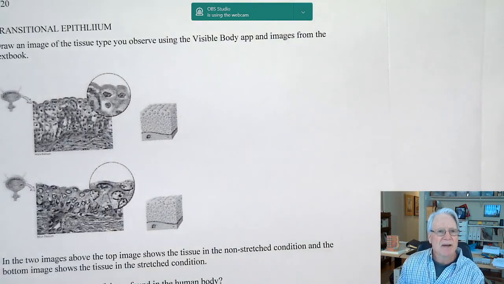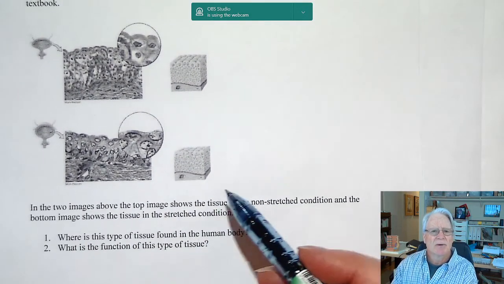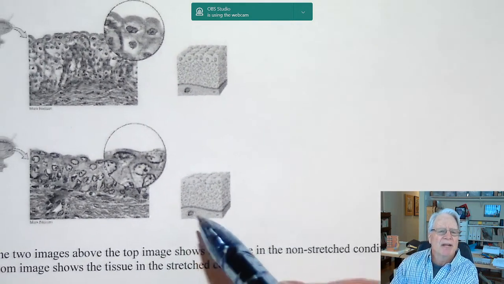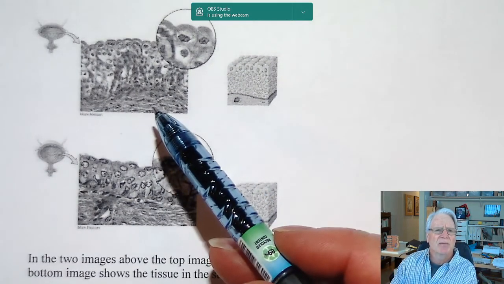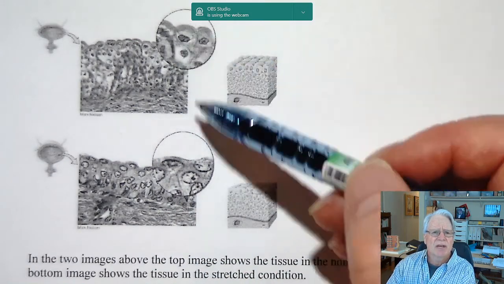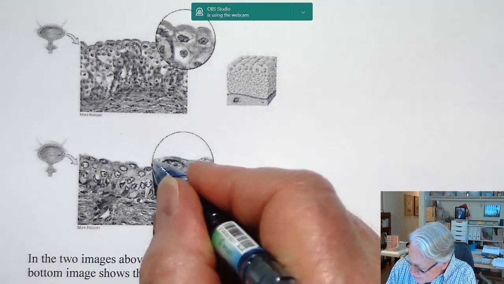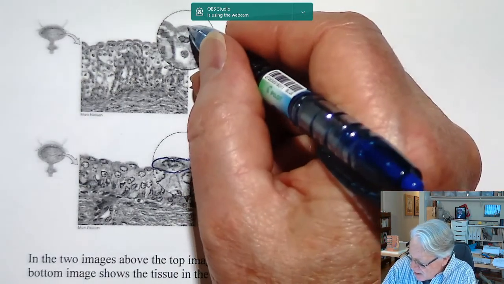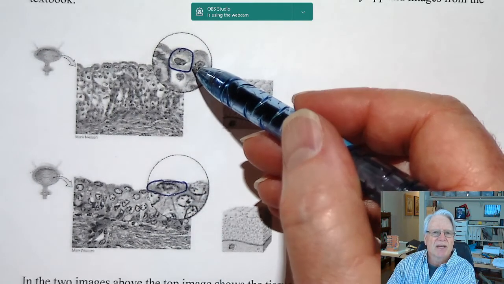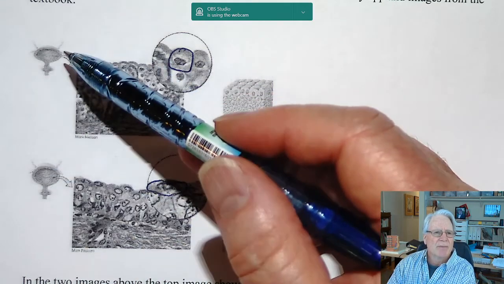Okay? And then finally, transitional epithelium. So here are two images. It's kind of difficult to see, but I'll have these images in a larger format when we look at this. But here, you see this is a very cuboidal shape, and now they're flattened out here, a flattened cell as opposed to a cube-shaped cell. So I'm going to transition from this shape to that shape, back and forth, depending on whether the bladder is filled or empty.